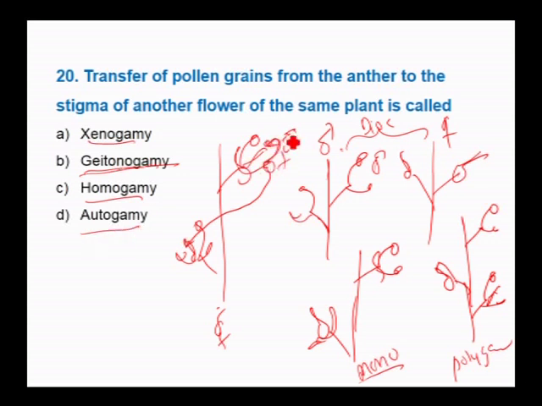Autogamy is nothing but the pollination within the flower. Xenogamy is between the flowers of two genetically different plants. Geitonogamy, between the flowers of the same plant. Homogamy, within the flower. Autogamy, within the flower. Therefore, transfer of pollen grain from anther to the stigma of another flower of the same plant is geitonogamy. Therefore, the answer is geitonogamy.